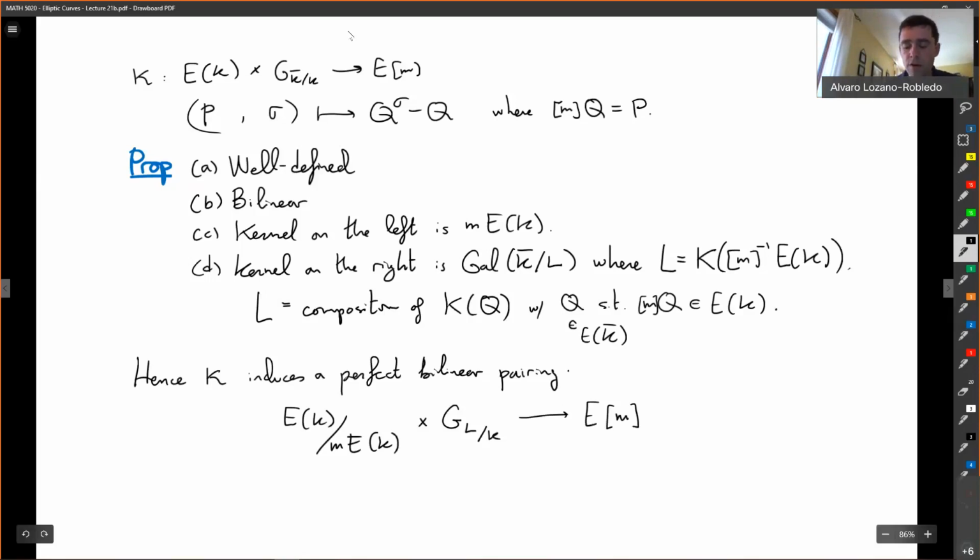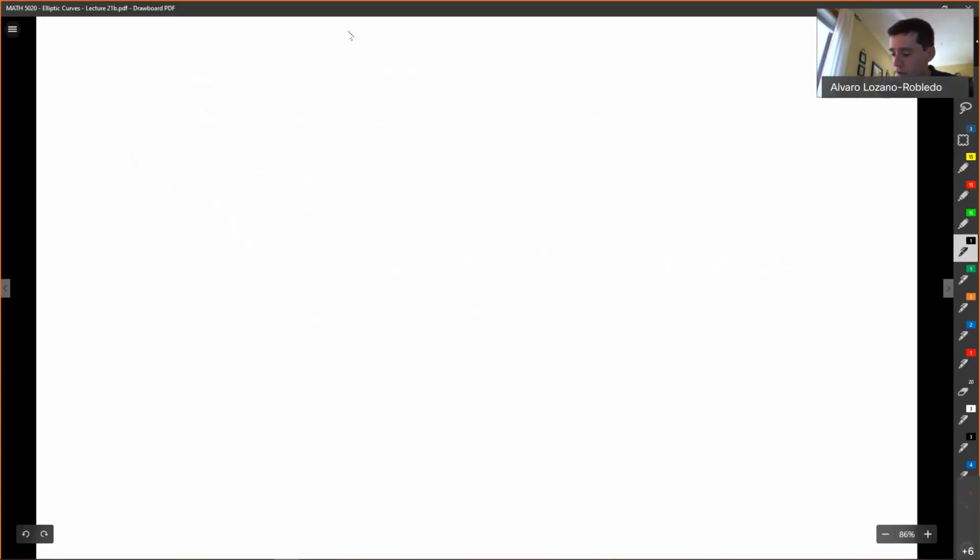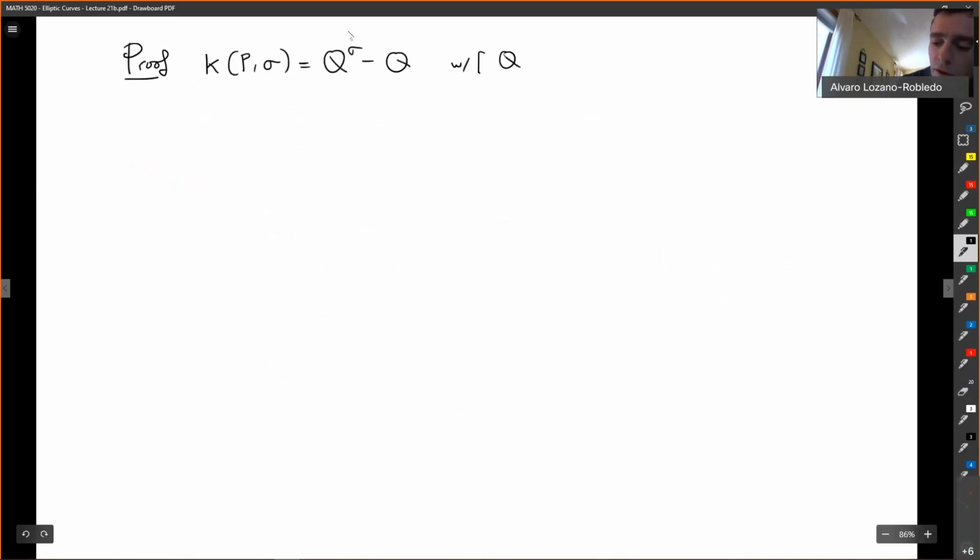All right, so let's start with the well-definedness, and then we'll get through five minutes of properties, and we'll continue next time. So proof, first of all, remember that kappa of P, sigma is Q sigma minus Q with M times Q equal to P. So, well-defined.